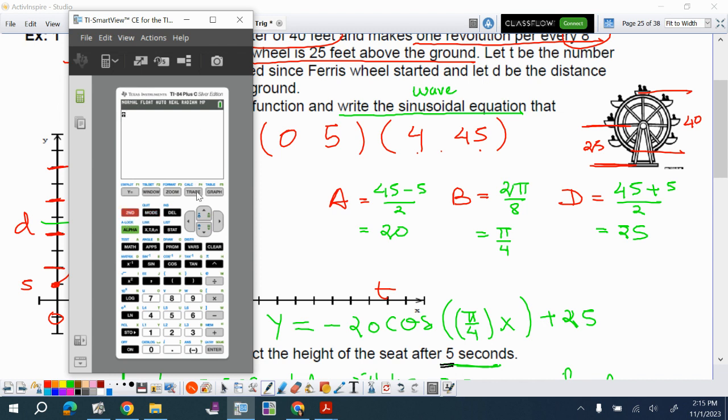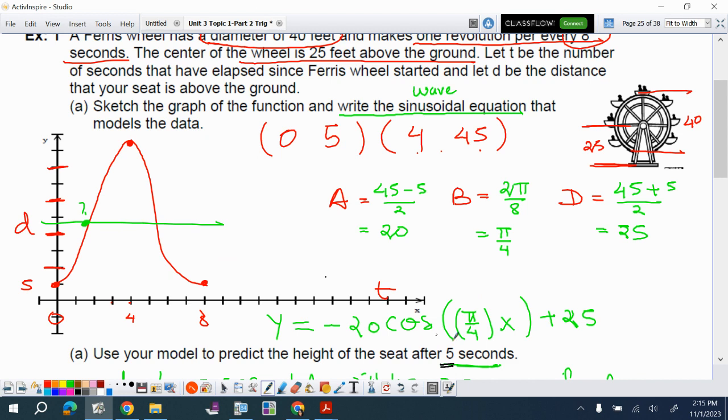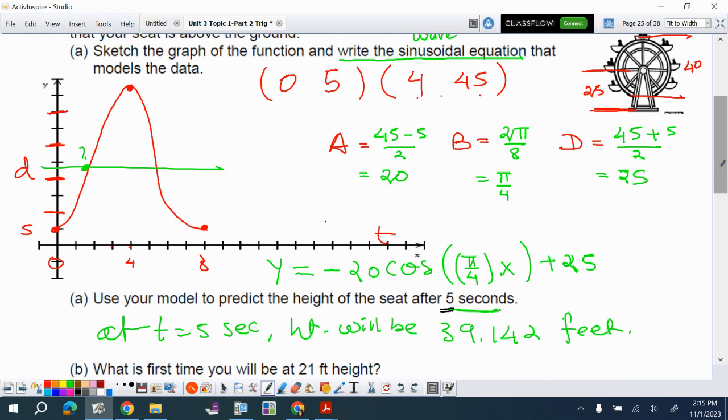Remember, alpha trace, you can get the y1 and you have to put 5 in this equation, and then find the value. Now I did not put the new equation in the calculator, so my answer will not be correct, but I'm going to give you the answer. Answer is 39.142 feet. For the word problems, I want you to write the answer in context. T equal to 5 seconds, what? The height, 3 decimal places with unit.